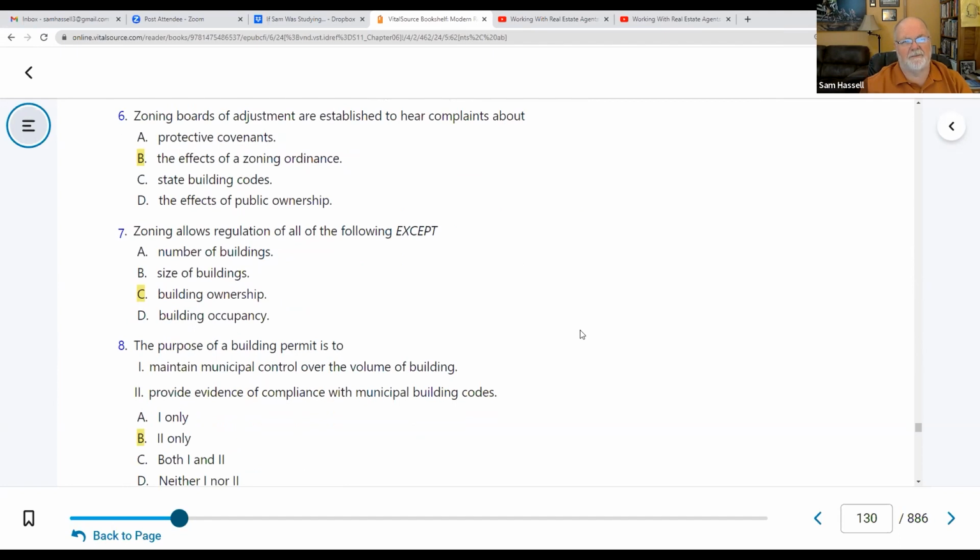All right, number 6. Zoning boards of adjustment are established to hear complaints about B, the effects of a zoning ordinance, right? Usually they have 3 hearings. Usually you can go and state your case, do all of those things where you can complain or say it's a good thing or say it's not a good thing, or maybe you can bring out some things that might be affected, right? Unintended consequences of making this change. That's why they usually have 3 readings of those zoning ordinances. And they have a public comment period. So they would expect that if you had a comment, you would make it, right?